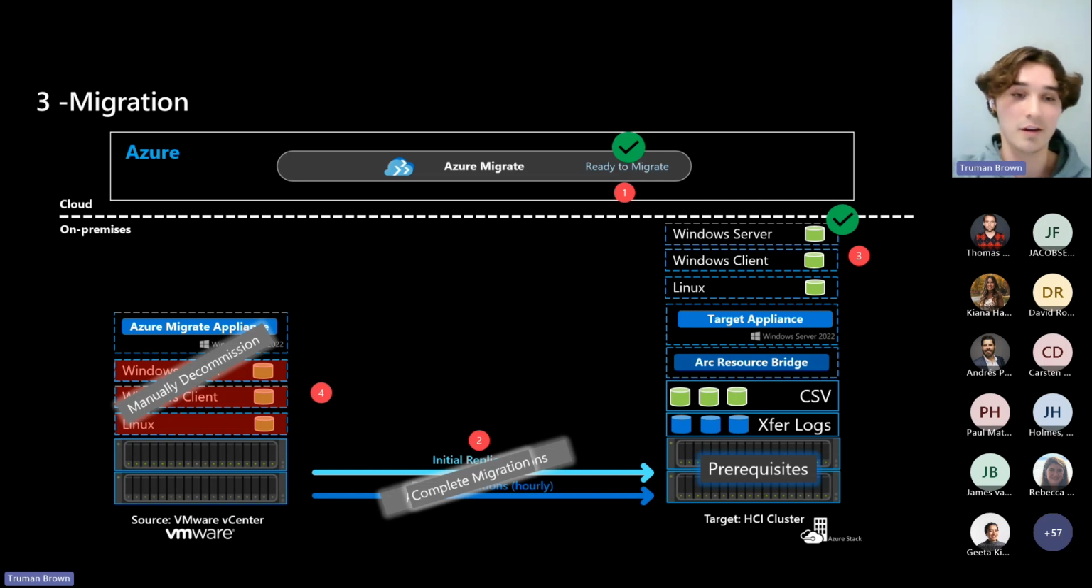You can select complete migration, and then we'd recommend to manually decommission the old source VM so you don't have any overlap in workloads running and all of that. But that was the quick high-level overview of how Azure Migrate works.